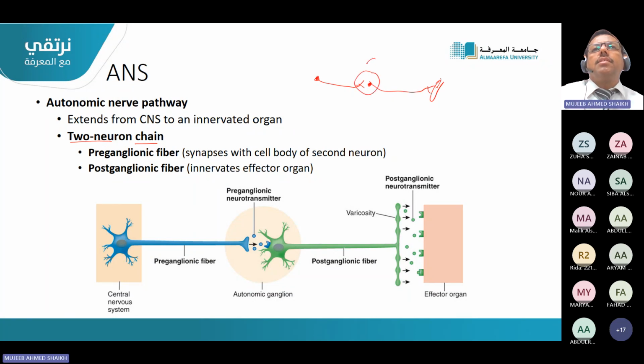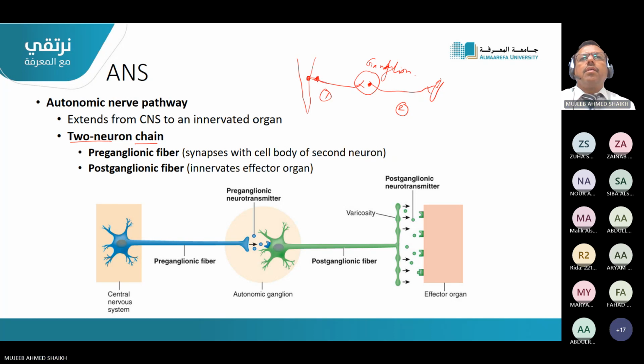And this area is called the ganglion. So it is a two neuron chain, neuron number 1 and neuron number 2. And what is here? It is the spinal cord, or you can say the brainstem. Let me draw it properly. Here, it starts from the spinal cord, ending outside the spinal cord. Then the second neuron starts and it will supply the organ. So it is a two neuron chain system.